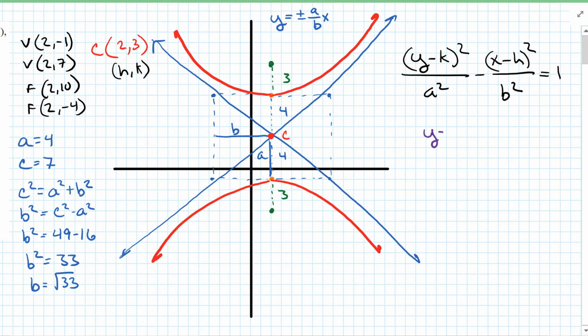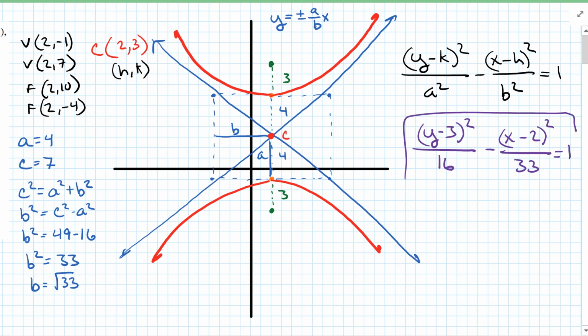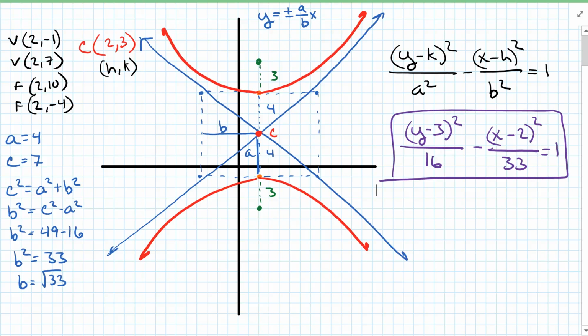So y minus, my k value was 3. So y minus 3 squared over my a squared value, which was 4 squared, so 16, minus x minus, my h value was 2, squared over b squared. Well, b squared was 33, and that equals 1. So there's my equation: y minus 3 squared over 16 minus x minus 2 squared over 33 equals 1. Okay, so on to the next one.